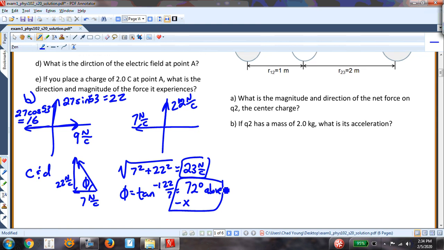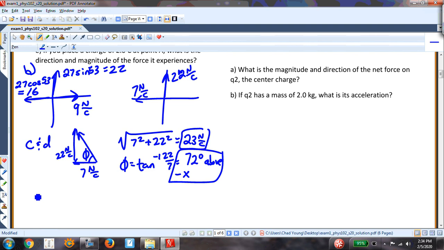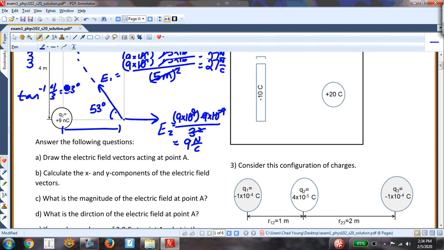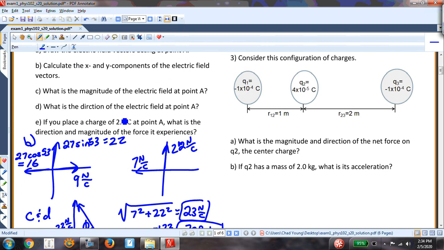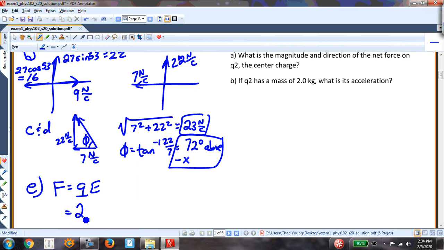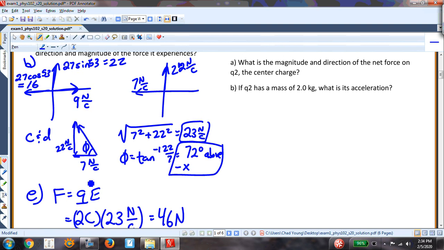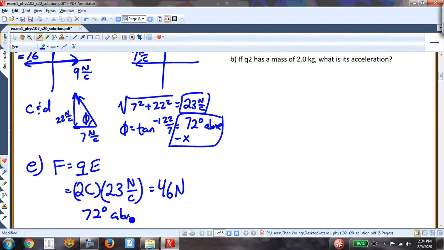And then if you place a charge at point A of 2 coulombs, what is the direction and magnitude of the force it experiences? All right, so for part E, I know that F is equal to q times E. So I'm putting a charge right here where I know the electric field is 23 newtons per coulomb, and so that 2 coulomb charge will feel a 46 newton force. And the direction of that is going to be the same, 72 degrees above the negative x-axis, and it's only the same because it's a positive charge. If it was a negative charge, it would be exactly the opposite. So that's above the negative x, it would be below the positive x if it were negative, but it's not. So that's the answer.